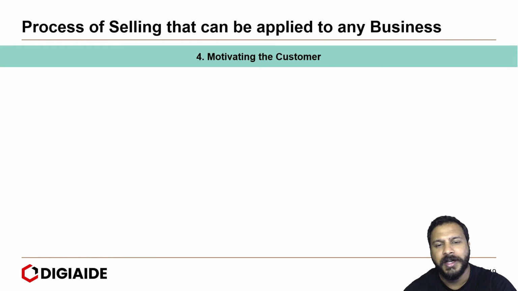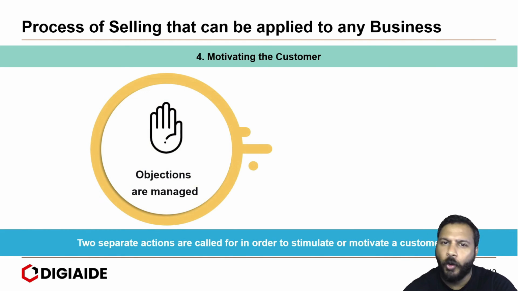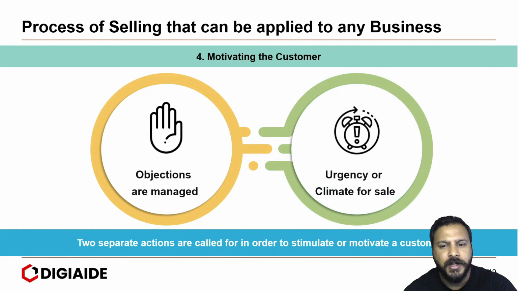At number 4 is finally motivating the customer to buy the product. Two separate actions are called for in order to stimulate or motivate a customer. First, all the objections that are raised by the customer should be managed, as in all the questions should be answered. And next, urgency or climate for sale, which could be done in terms of pricing, offering last minute deals or deals that only last for today.